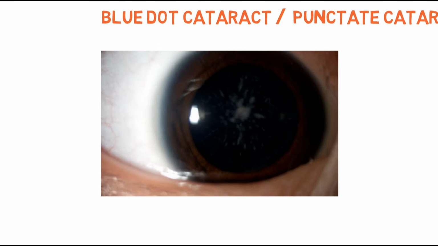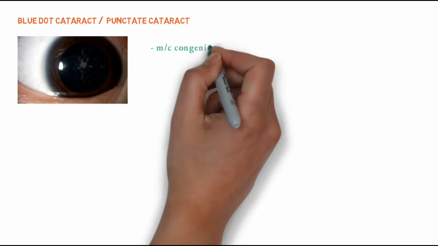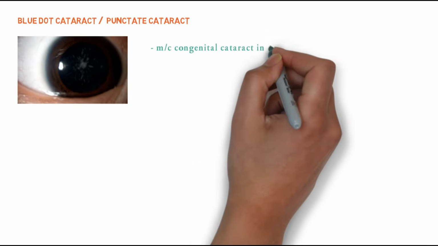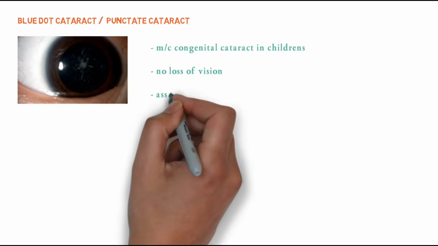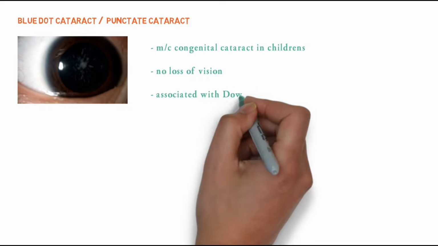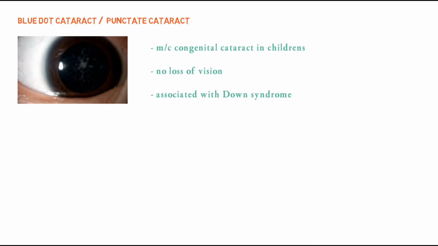It is also called punctate cataract, and it is the most common congenital cataract in children. Look over here. There are characteristic punctate opacities formed, rounded bluish dots situated in the peripheral parts of the adolescent nucleus. So the opacities are usually stationary and do not affect the vision. So there is no loss of vision, and it is generally associated with Down syndrome.